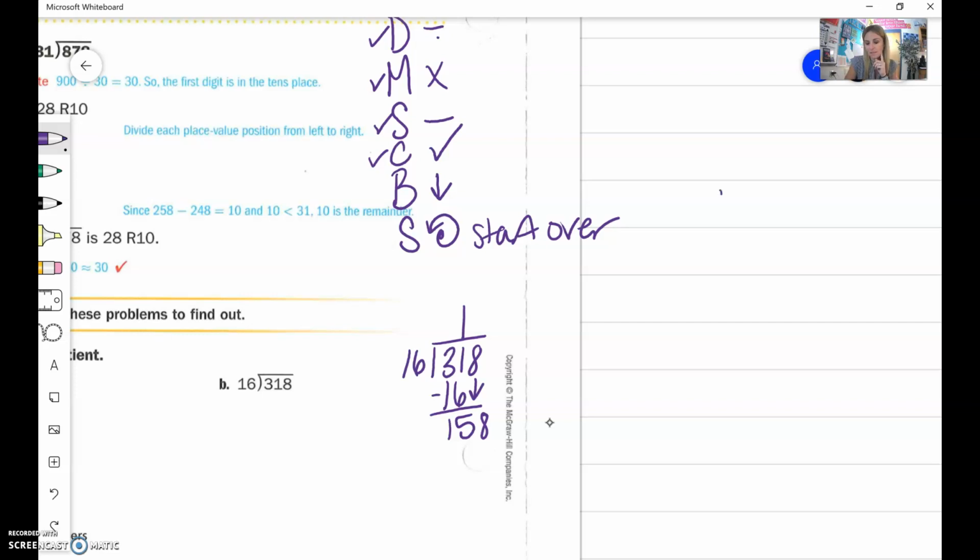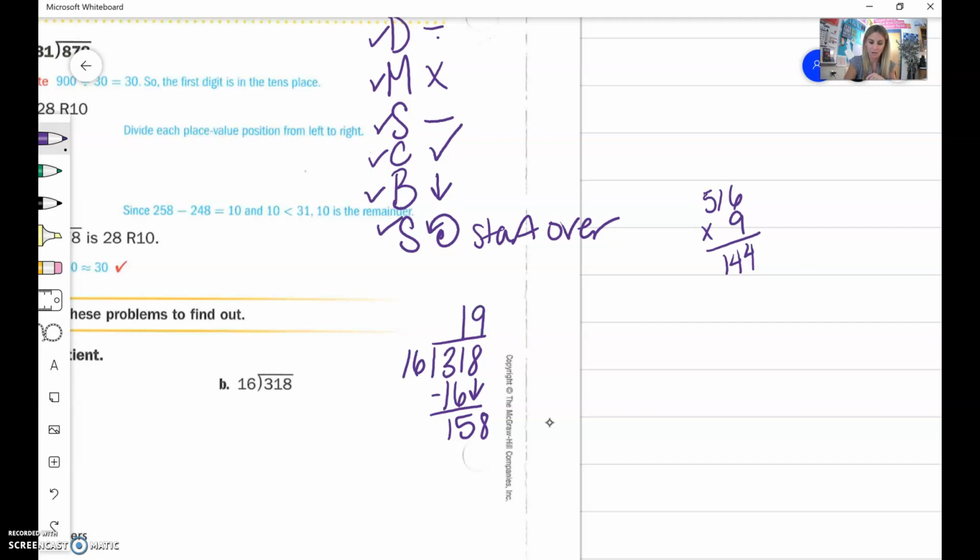So maybe over on the side, I'm going to try 16 times 9. Okay, so that is 54, 9, 14, 144. So I'm going to bet that when I divide, it's going to be times 9.